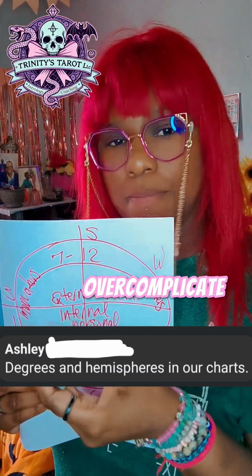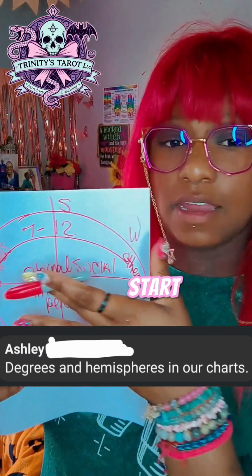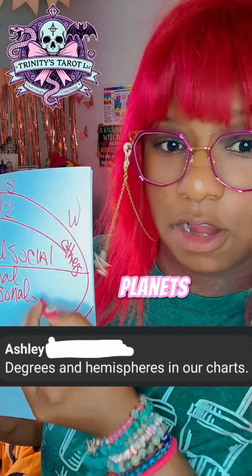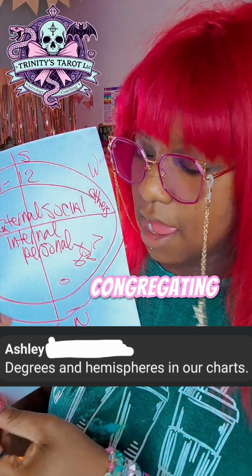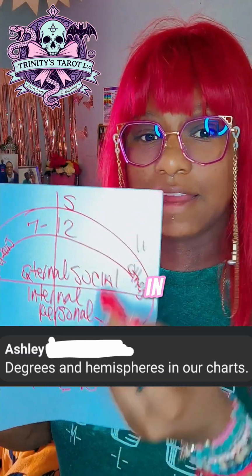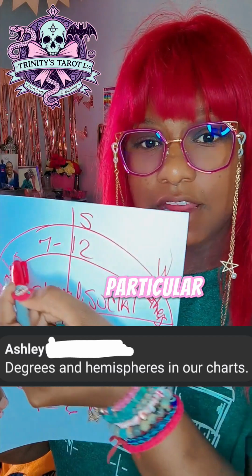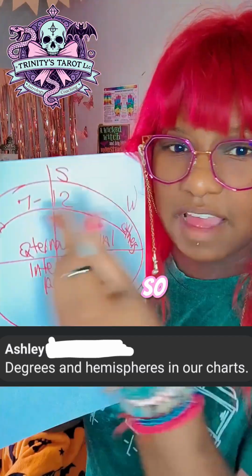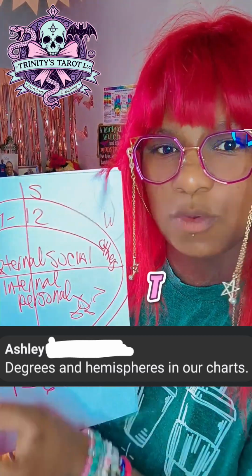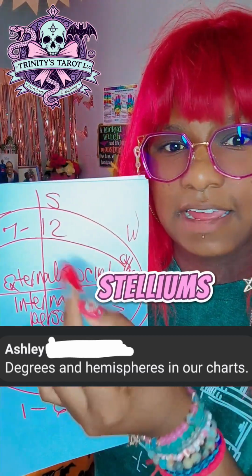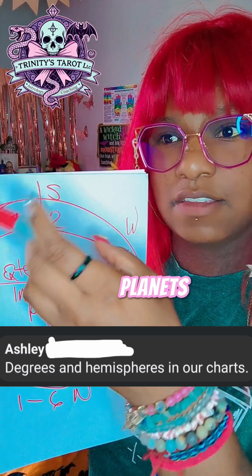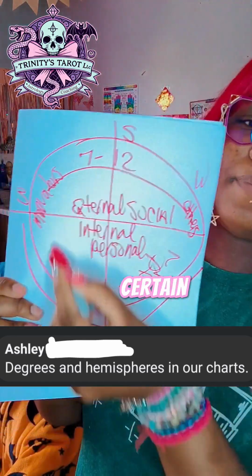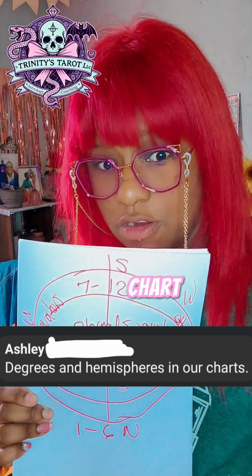Now, I'm not going to overcomplicate the hemispheres because when we start getting into hemispheres, we're talking about where the planets are actually congregating. And the more planets that congregate in a certain area, that particular influence in that area is emphasized. So that's when you start talking about T-squares, cradles, stelliums, more so how the planets are grouped and angled together in certain parts of the hemispheres in your chart.